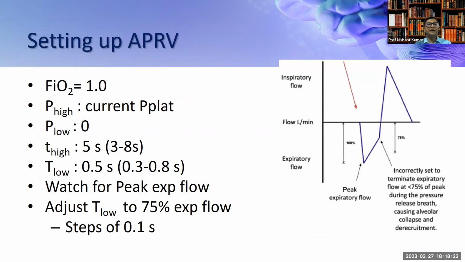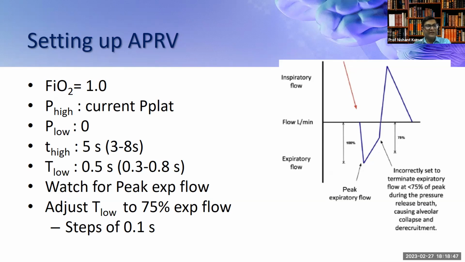So, how do we set APRV? First of all, we set FiO2 as 1. We set P high at whatever is the current plateau pressure of the patient. So suppose the patient is on CMV, you perform an inspiratory hold, you determine the plateau pressure, and that value is how you set P high. P low is set as 0 initially.